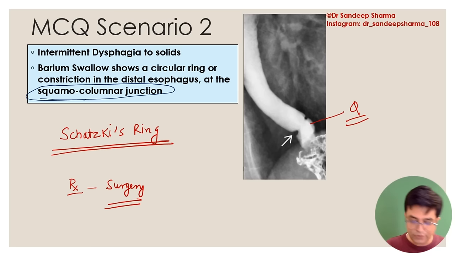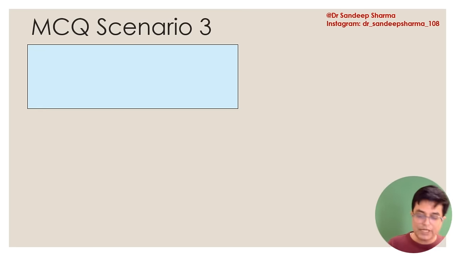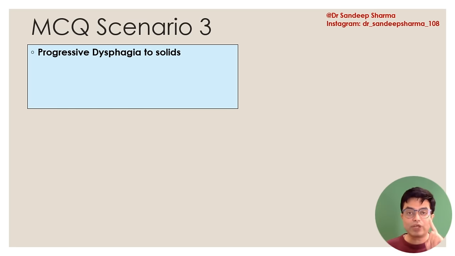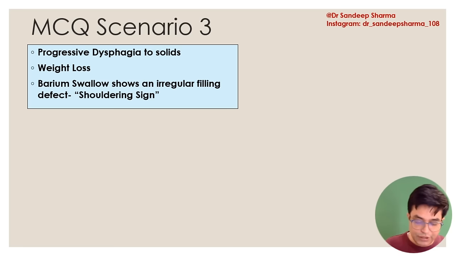Third scenario. Let us look at the third scenario. Scenario number three says that there is progressive dysphagia to solids. Solids, but progressive. Secondly, there is weight loss in the patient. Thirdly, the barium swallow is showing an irregular filling defect, also called the shouldering sign. Shouldering sign on barium swallow has been asked as a radiology MCQ, as a one-liner also without an image, right?